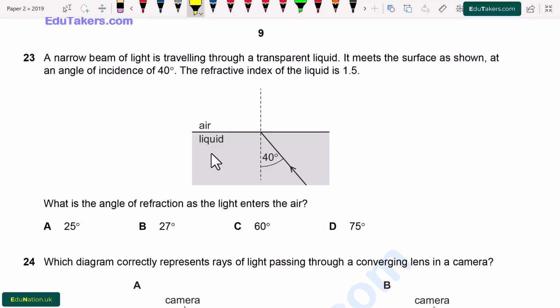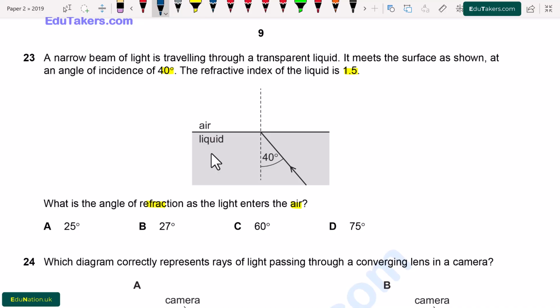Question number 23. A narrow beam of light is traveling through a transparent liquid. It meets the surface as shown at an angle of incidence of 40 degrees. The refractive index of the liquid is 1.5. What is the angle of refraction as the light enters the air? So here we have to find out the angle of refraction.